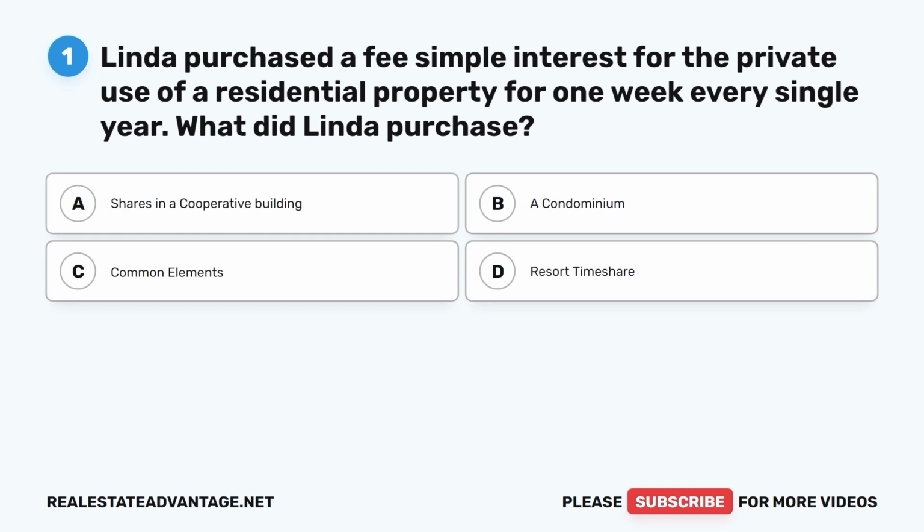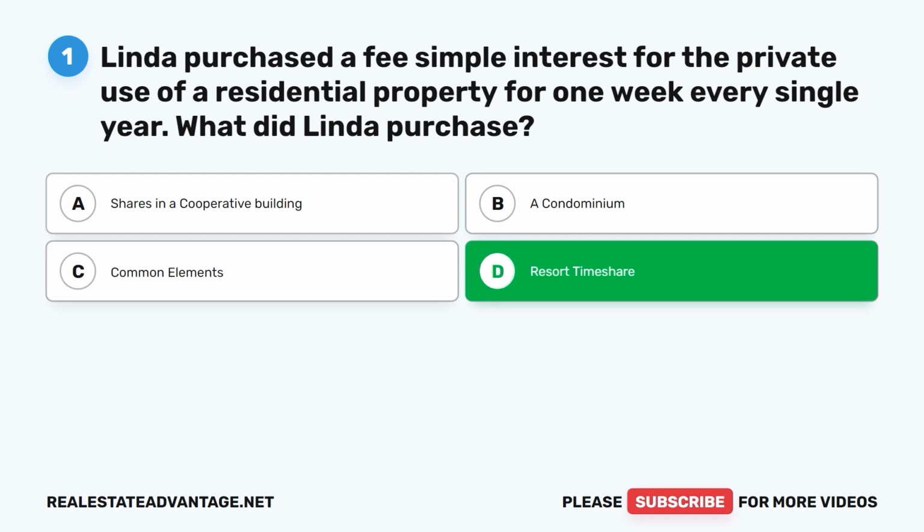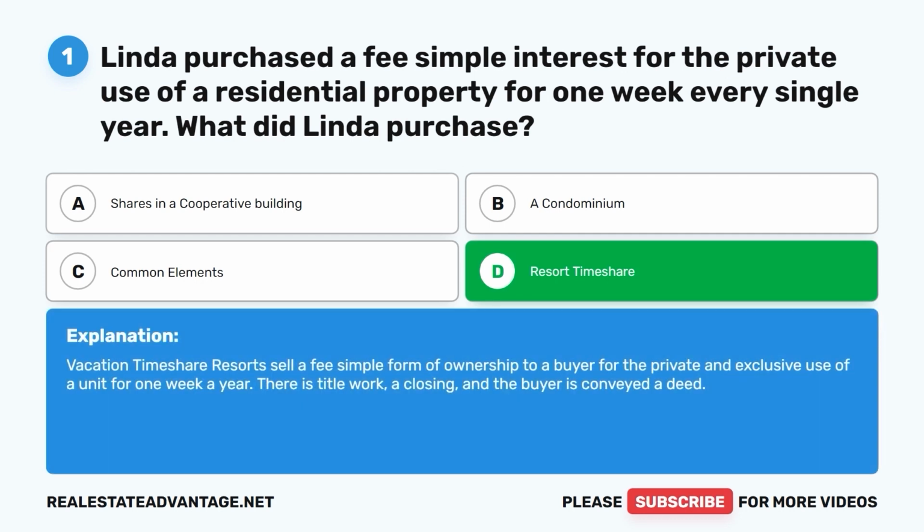Question 1. Linda purchased a fee simple interest for the private use of a residential property for 1 week every single year. What did Linda purchase? A. Shares in a cooperative building. B. A condominium. C. Common elements. D. Resort timeshare. The correct answer is D. Resort timeshare. Vacation timeshare resorts sell a fee simple form of ownership to a buyer for the private and exclusive use of a unit for 1 week a year. There is title work, a closing, and the buyer is conveyed a deed.